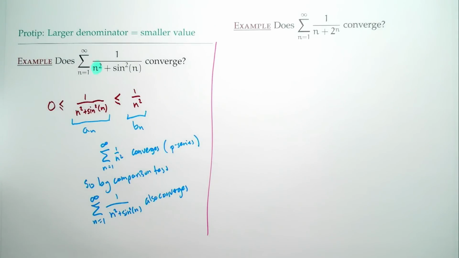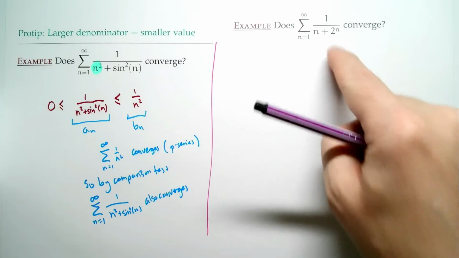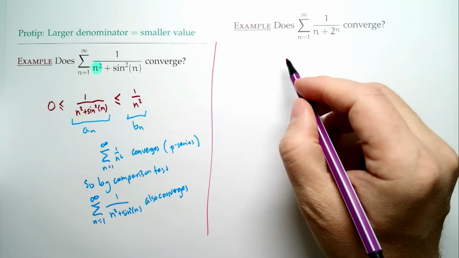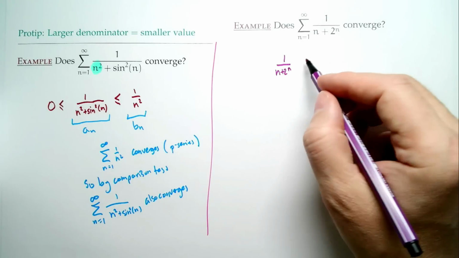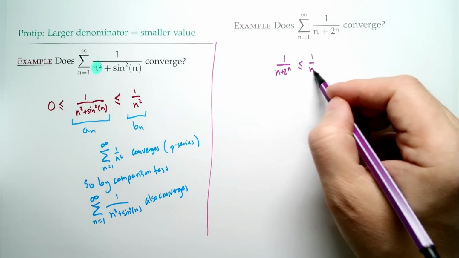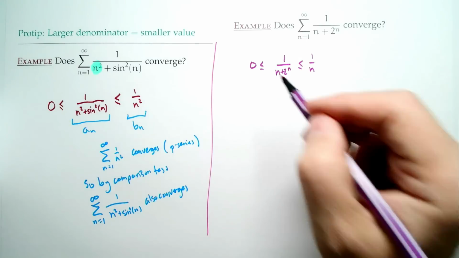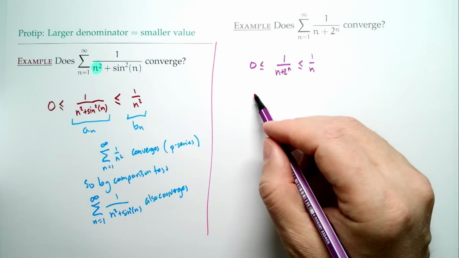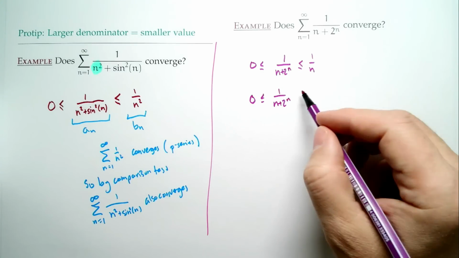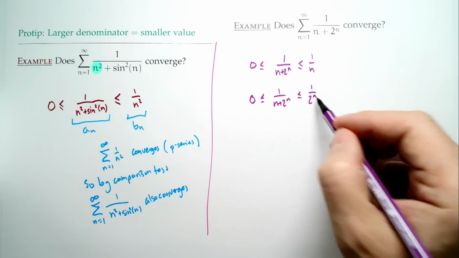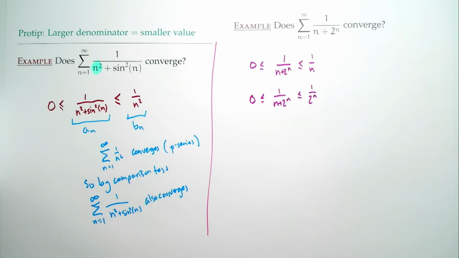Well, we can say the following. Really, I have two terms here, n and 2 to the n. And it's true, because they're both positive, I could say, well, look, 1 over n plus 2 to the n is certainly less than or equal to 1 over n, and certainly greater than or equal to 0. Or I could say 0 is less than or equal to 1 over n plus 2 to the n, which is less than or equal to 1 over 2 to the n. Both these statements are true. They're absolutely both true. Are they both useful?